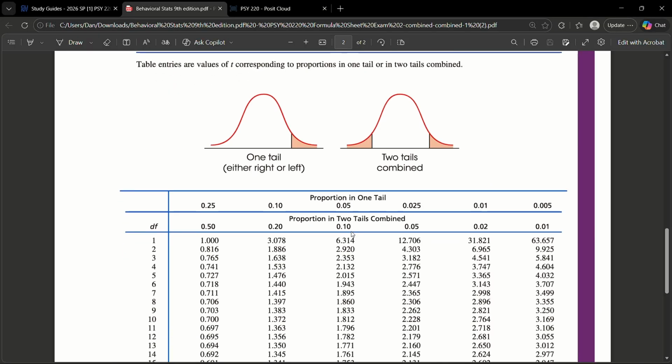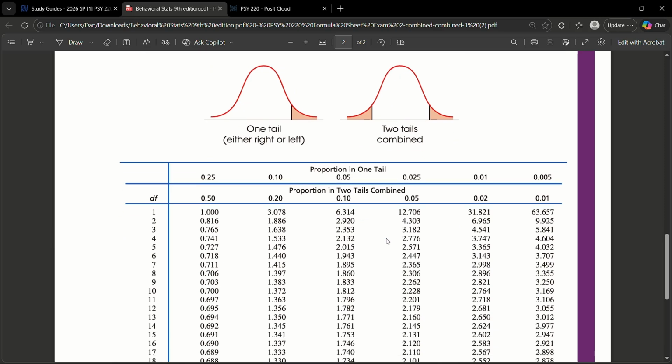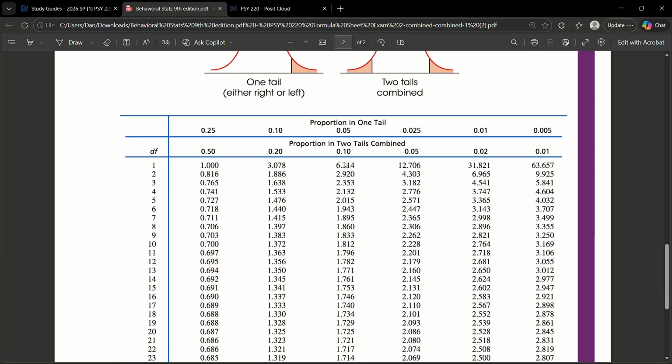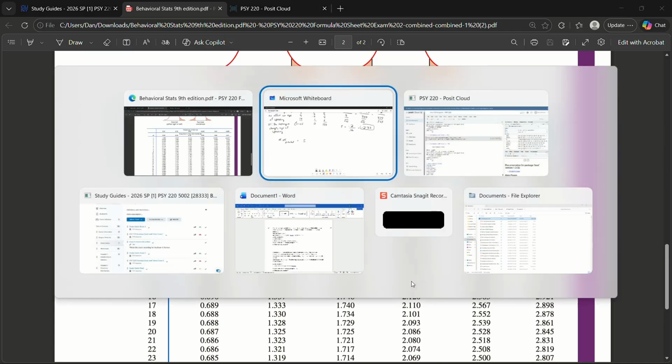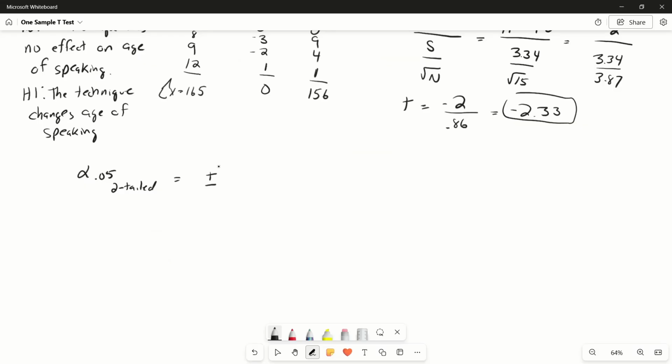Now our degrees of freedom here is n minus 1. So our degrees of freedom is 14 because n is 15. We want two-tailed 0.05, so we want the second row, the bottom row, and degrees of freedom 14. And we get right here 2.145 plus or minus. Remember, non-directional, we have two critical values.